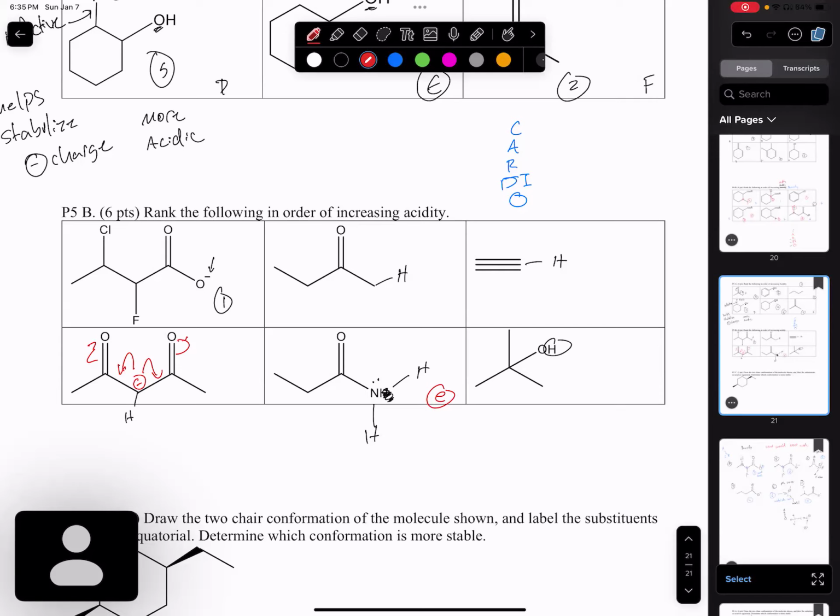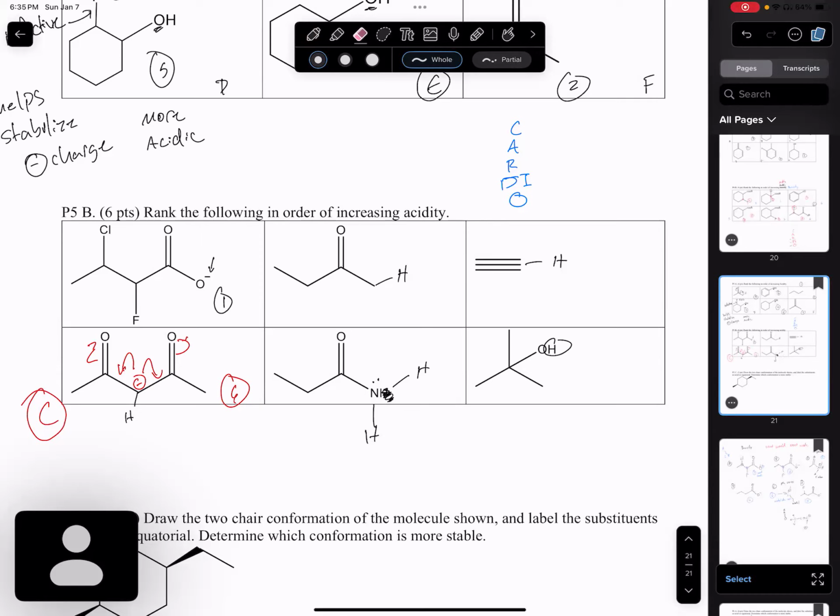Does that make sense to everybody? Why that is? The orbital. No, it's C. This one's C. It's the resonance. Resonance, right? Okay. All right, now all we have to do is compare the other ones.